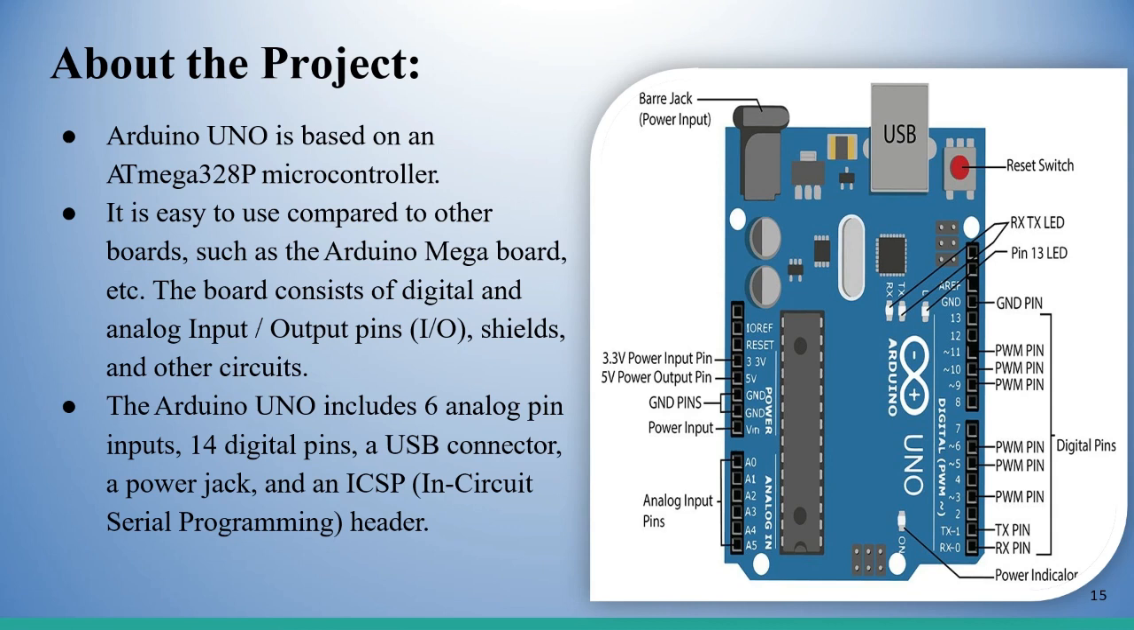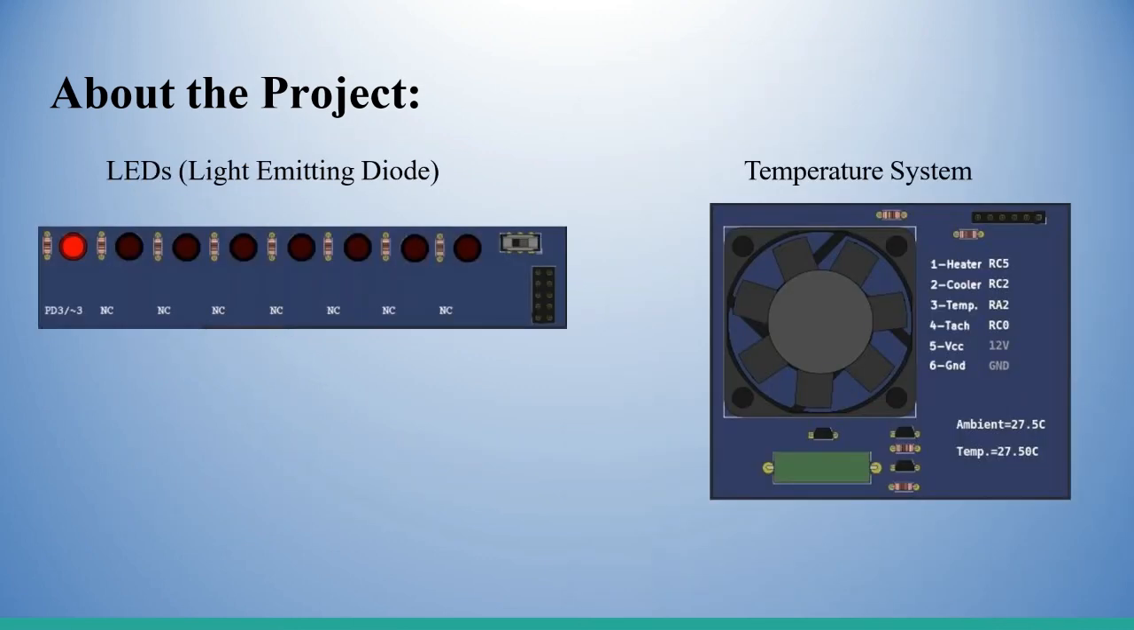The board consists of digital and analog input output pins, shields, and other circuits. The Arduino Uno includes 6 analog input pins, 14 digital pins, a USB connector, a power barrel jack, and an ICSP, in-circuit serial programming, header.